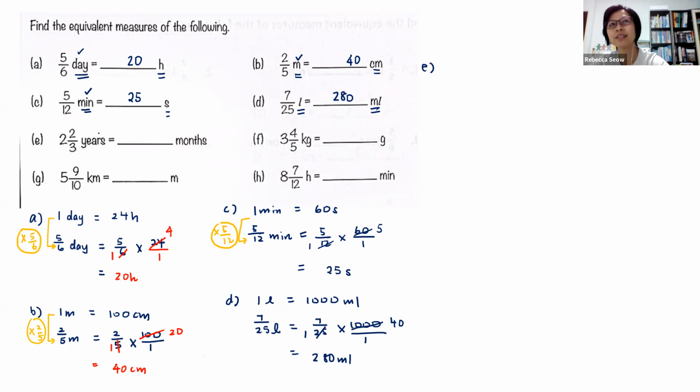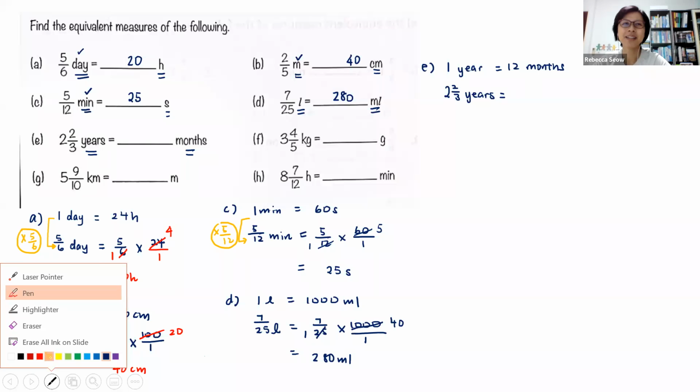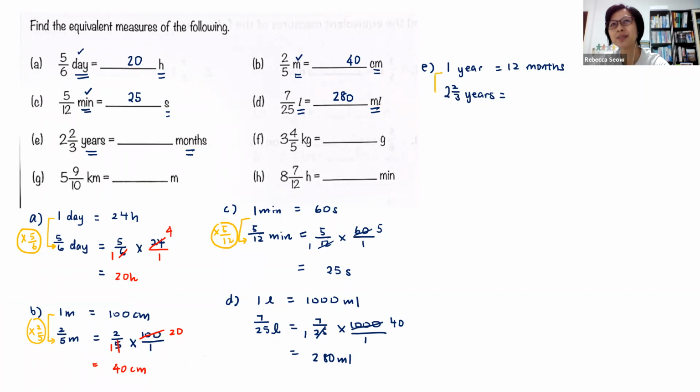2 and 2/3 years equals how many months? So I'm doing a conversion between years and months. 1 year equals 12 months. So for 2 and 2/3 years, I replace the 1 by 2 and 2/3. And guess what? What do I multiply my 1 by to get 2 and 2/3? I multiply it by 2 and 2/3. So in the same way, on the right hand side, I multiply 12 by 2 and 2/3.